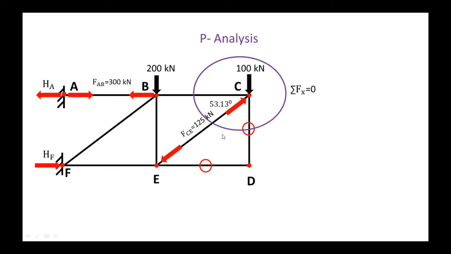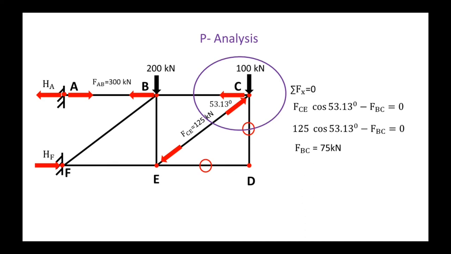Now resolve this horizontally, sigma Fx at the joint C. Here we are assuming this direction FBC is away from the joint initially. Toward the right is positive and toward the left is negative. So horizontally this becomes FCE cos 53.13 degrees, toward the right, positive, and minus FBC, toward the left, negative. Put the value of FCE, 125 cos 53.13 degrees minus FBC. So FBC becomes 75 kN.